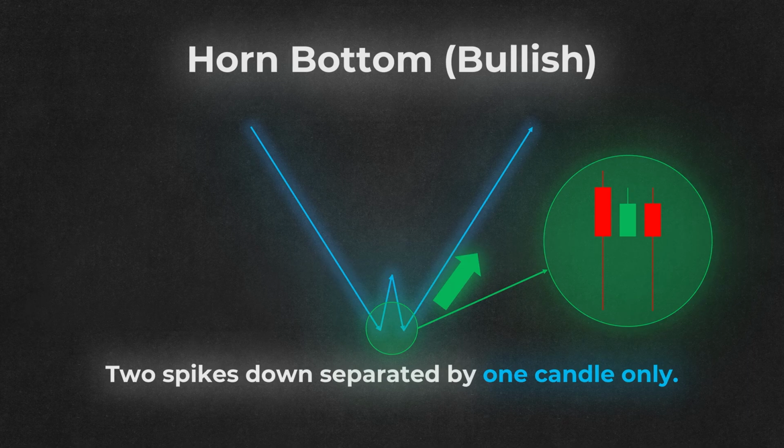A long trade can be opened if price begins to rise after the second spike down. The fact that price hits the same support level twice and cannot get past it is evidence that the market will start rising right after it.